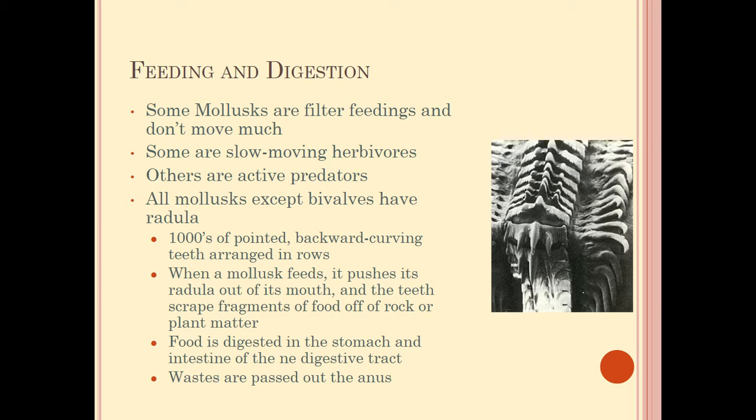The mollusk will push them through the mouth, and they'll scrape off food or remove it from a surface or break off parts of plants. And then the food is digested in the stomach and then passed to the intestinal tract. And through the intestinal tract, it will then go to the anus. Notice they have a mouth and an anus.